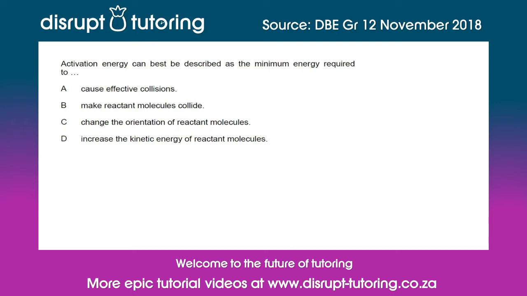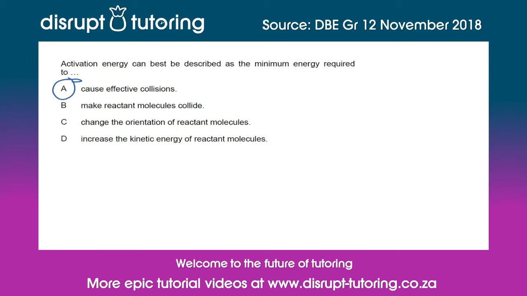So according to collision theory, chemical reactions proceed when molecules collide in the correct orientation and with sufficient kinetic energy to cause a reaction. So those are the two conditions that need to be met for an effective collision. In this case, the best description of activation energy would be the energy required to cause effective collisions, which is option A.